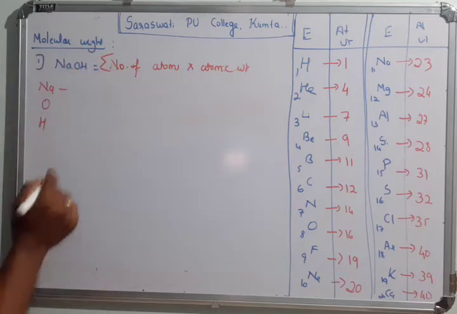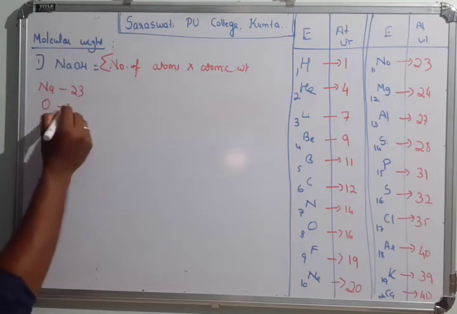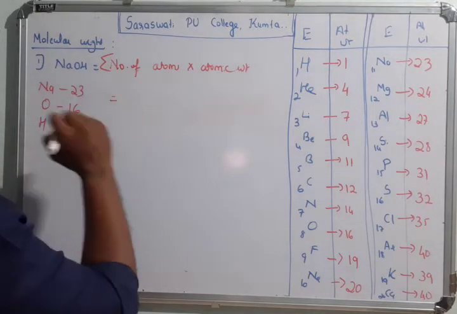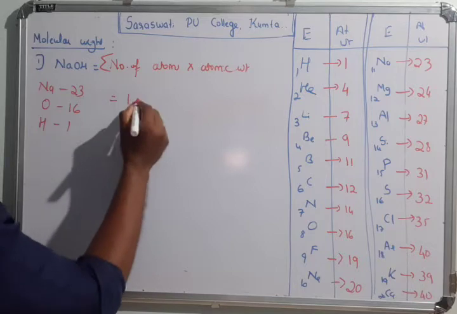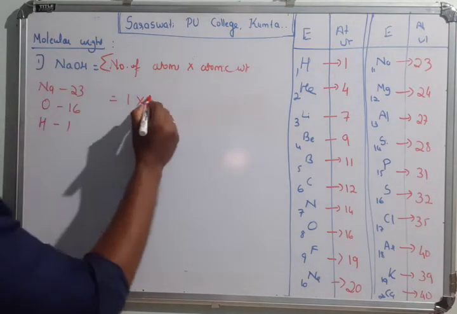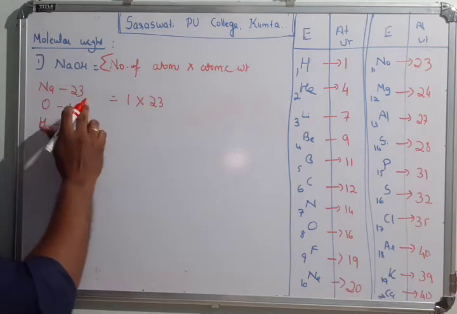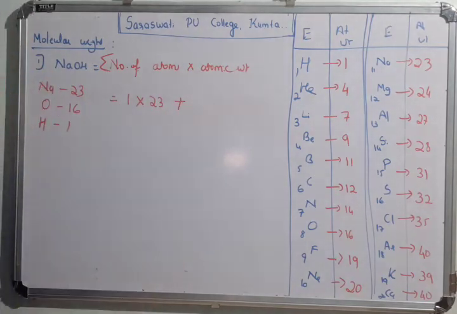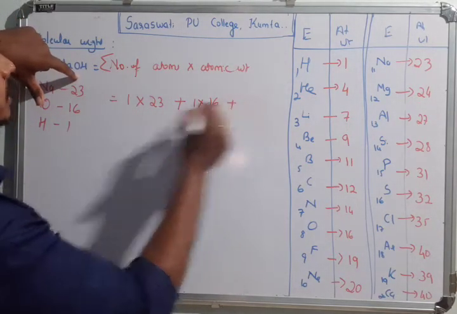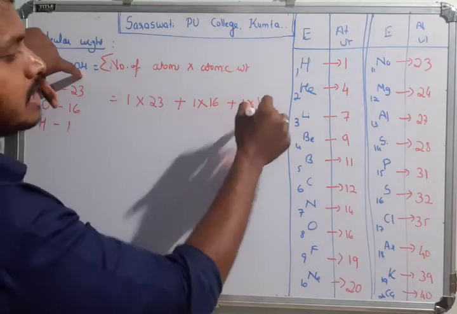For the first example I'll write here. It is 23, this is 16, this one is 1. So how to find the molecular weight now? Sodium is only one, the number of atoms is 1. How many sodium are there? 1. And its atomic weight is 23. Summation means add it, just go on adding. Oxygen, that is 1, and its mass is 16, plus hydrogen 1, and its mass is 1.